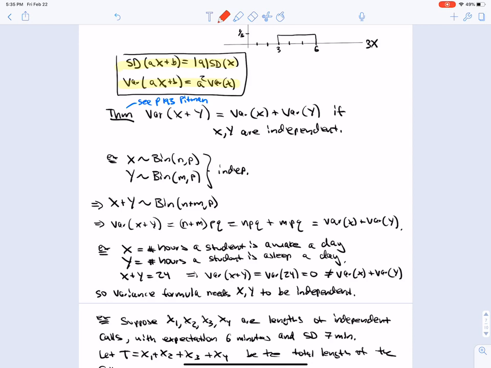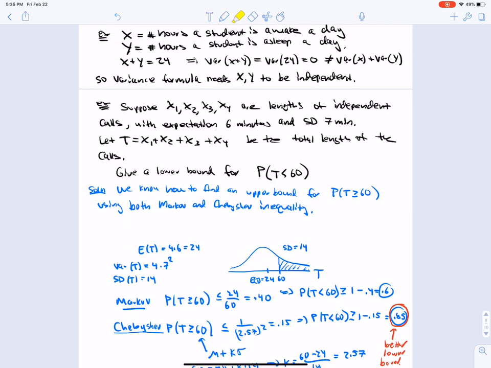Furthermore, we see that we do need independence. If x is the number of hours a student is awake during a day and y is the number of hours a student is asleep during the day, then x plus y is 24, and the variance of x plus y is the variance of 24, which is 0, which is not the variance of x plus the variance of y. So the variance formula will need to be for independent x and y.